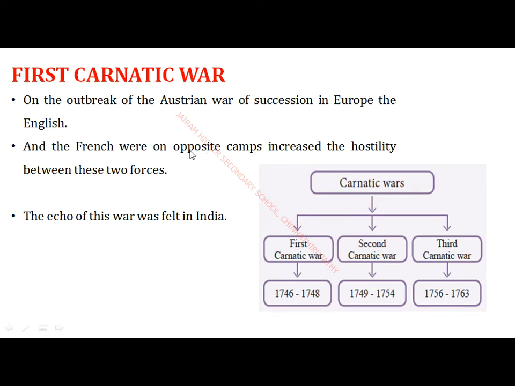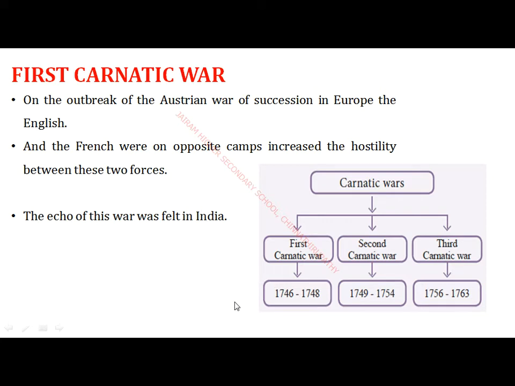Okay, following this rivalry, they showed their anger in India also. Who showed the anger? The French and the British. In the Austrian War of Succession in Europe, the British supported Maria Theresa, and that force won. On seeing that, the French wanted to take revenge in India.